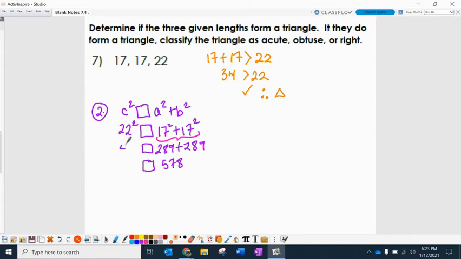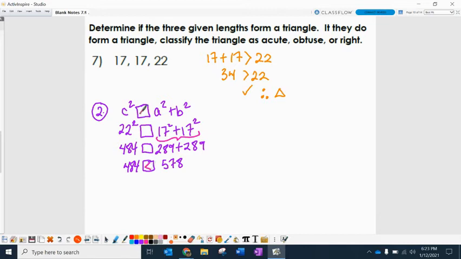22 squared is 484. And you can do this on your phone calculator too, because if you turn it sideways, it can do square and square root, all of that stuff. Or you can use the Desmos calculator that's linked on our webpage. Okay, so how does 484 compare to 578? Well, 484 is less than.